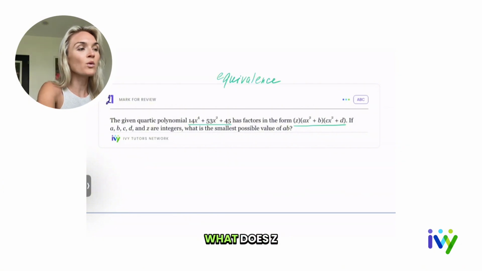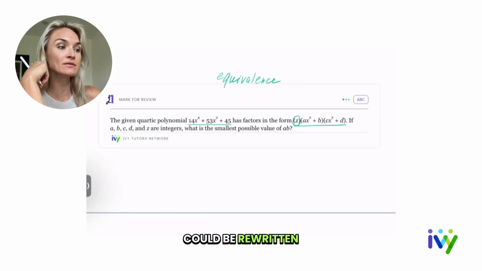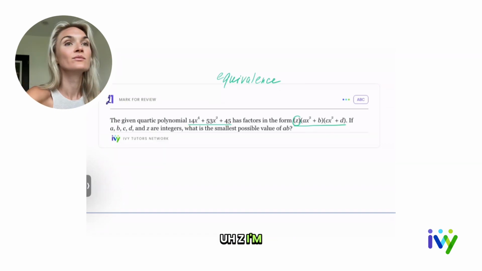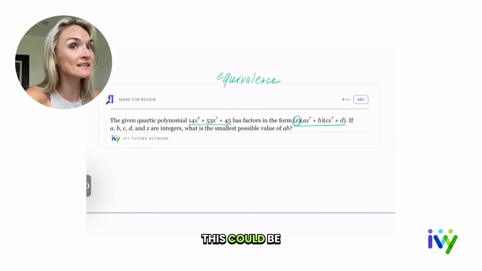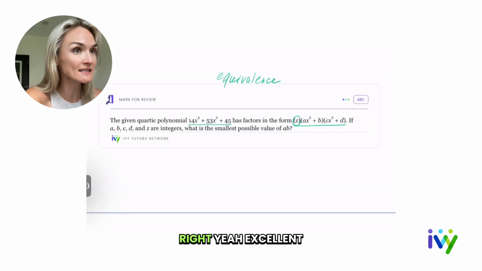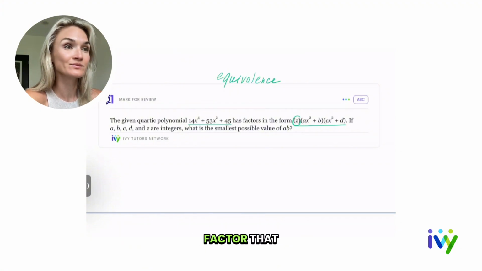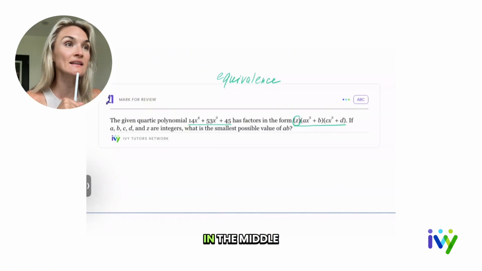First things first, what does Z represent? Because this is equivalence, right? The first equation can be rewritten as the second equation. What does Z represent? Isn't that just like a factor? Excellent. This could be something that is completely pulled out, right? Can you tell me what Z is right away? Well, not really, because I tried finding a factor that all of these numbers shared, but there wasn't. Excellent.